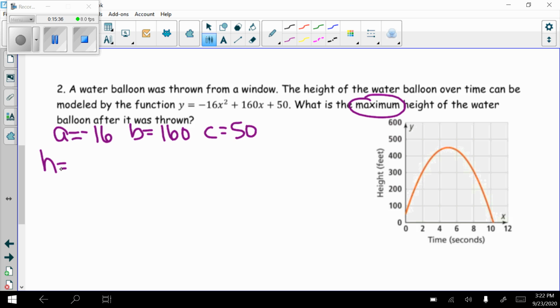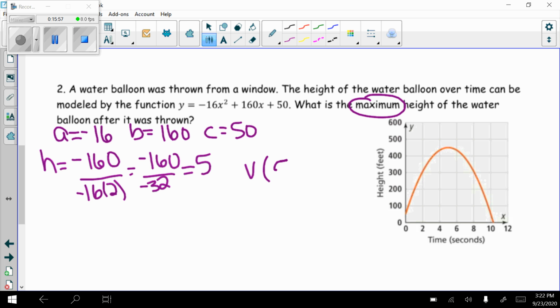So find our vertex x-coordinate. So H equals negative 160 divided by 16 times 2. Negative 160 divided by 32. That's a negative 16 down here. So our H coordinate turns into 5. So my vertex is at 5 something. So now plug that in. So negative 16 times 5 squared plus 160 times 5 plus 50. When we work all of that out, we end up with 450.